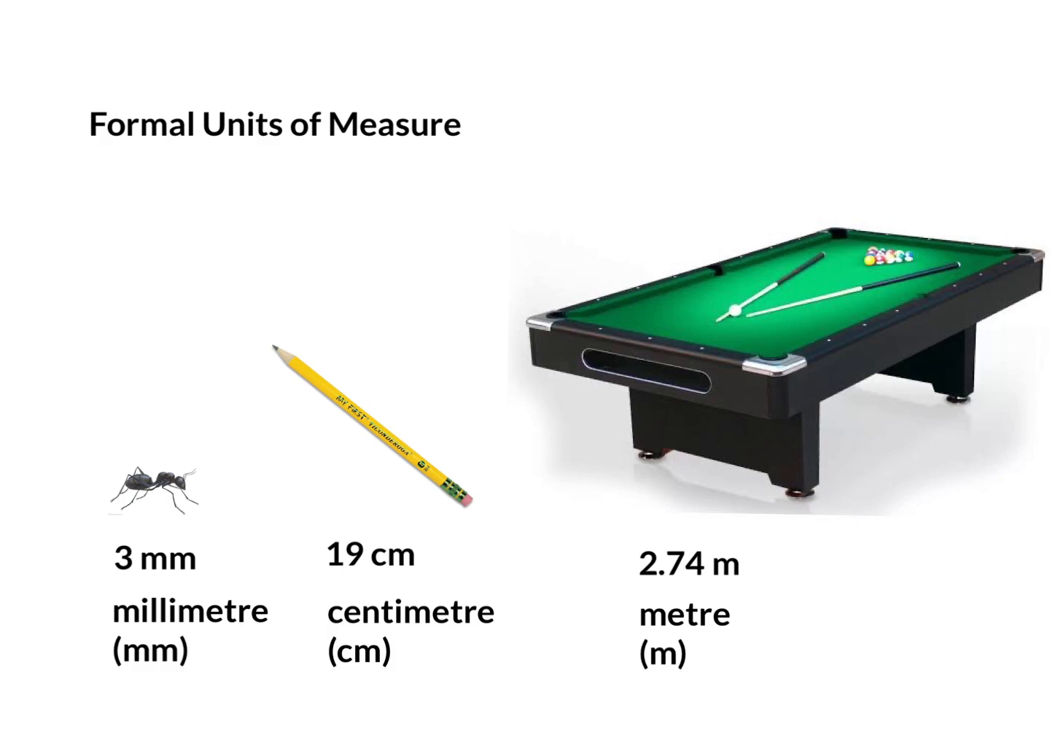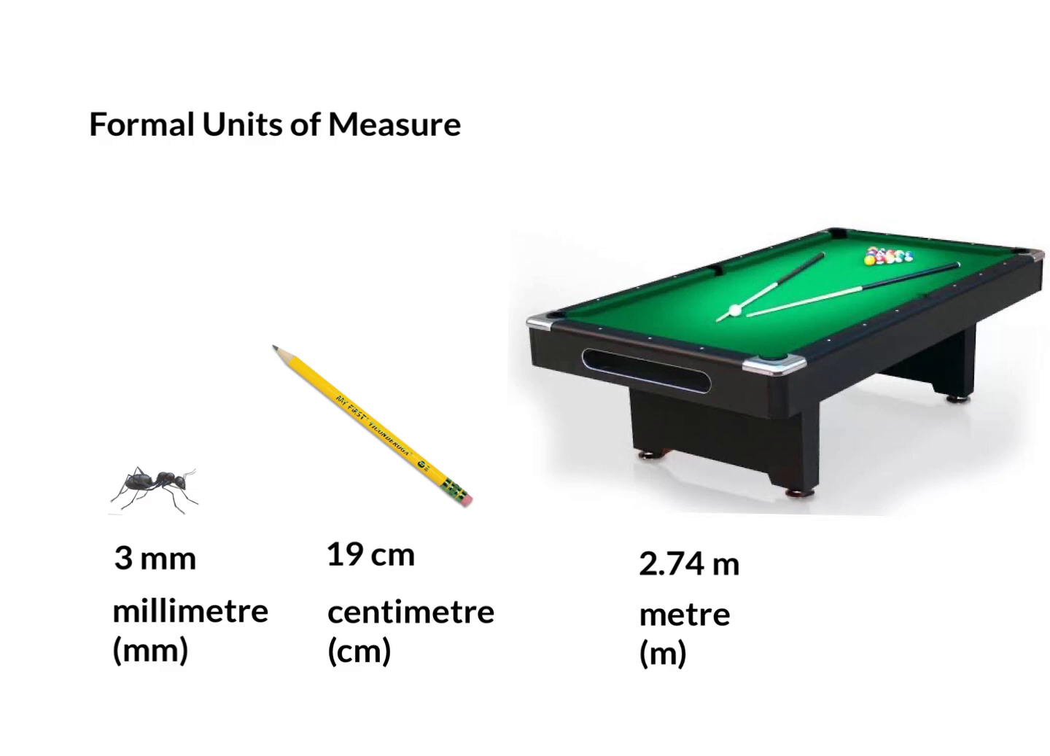When we're measuring, we like to use the appropriate unit for the appropriate object. We wouldn't measure an ant using centimeters, we'd use millimeters. We wouldn't use meters to measure the length of a pencil, we'd use centimeters. And we wouldn't use millimeters to measure the length of, say for example, a pool table or a pencil, because it would just be easier to measure the length of a pool table using meters.